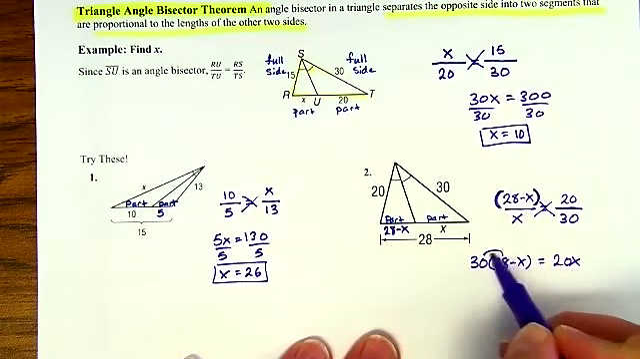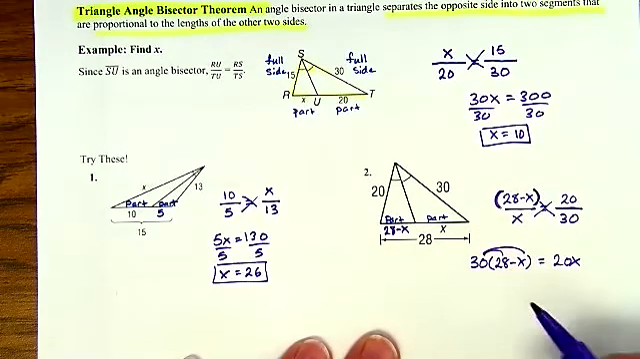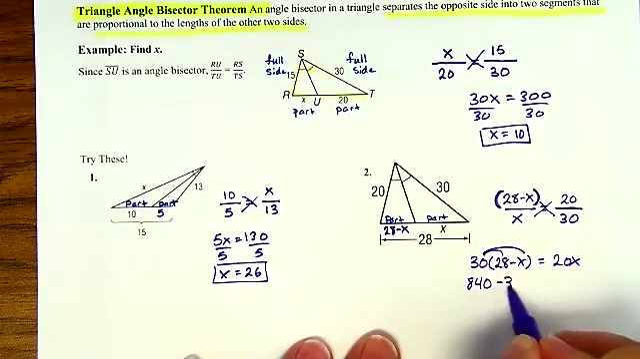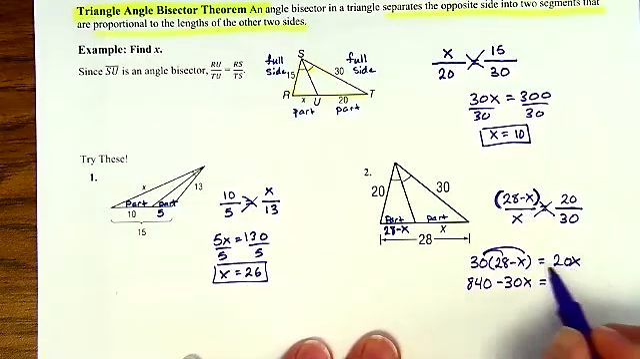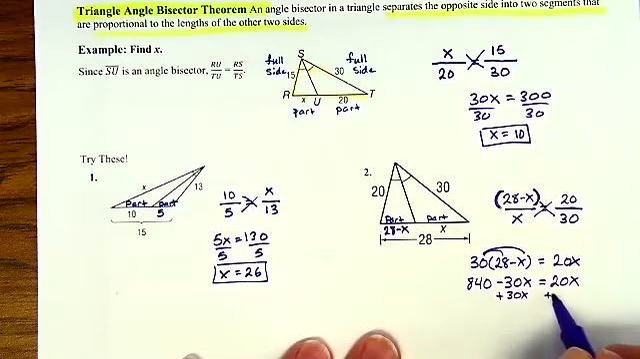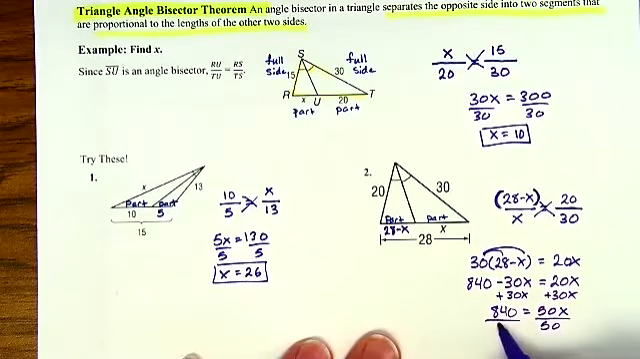Now you want to make sure you distribute at this point, right? So I have 840 minus 30x equals 20x. And then I'm going to go ahead and add 30x to both sides just to get the x's together. And I have 840 is equal to 50x, and I want to divide both sides by 50 in order to get x alone. So that cancels, and I have x equals 16.8.